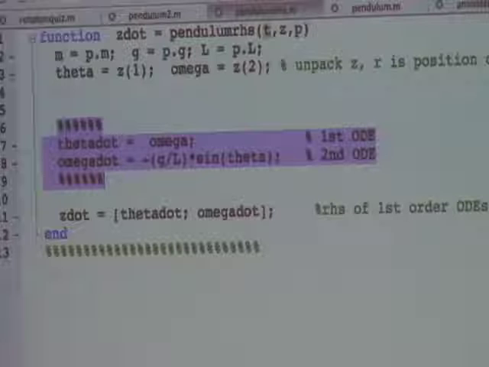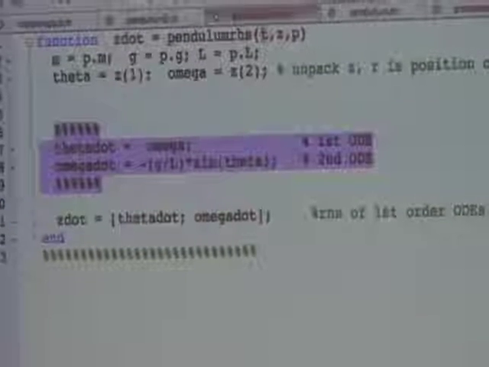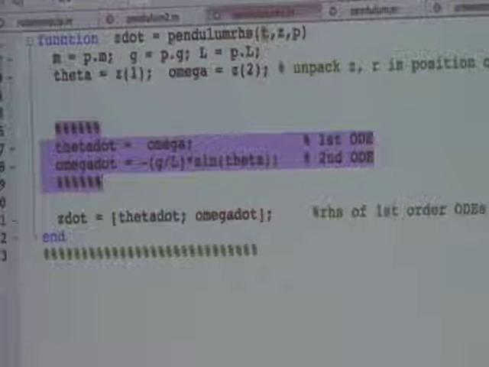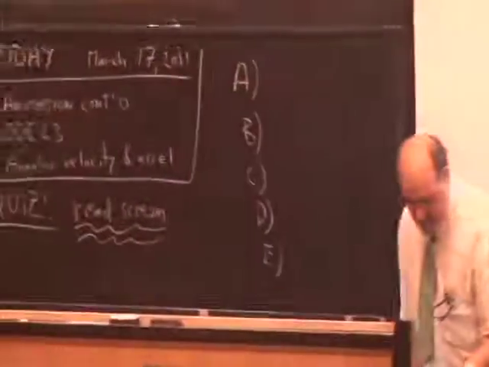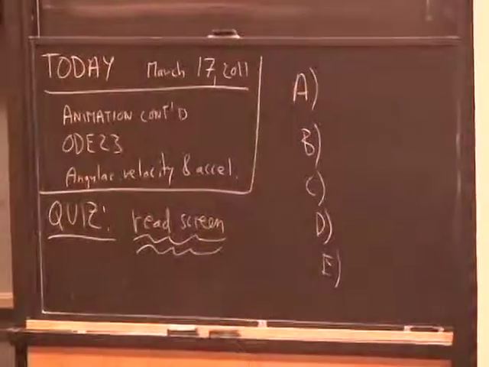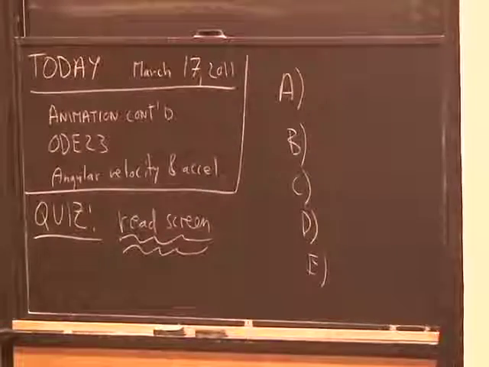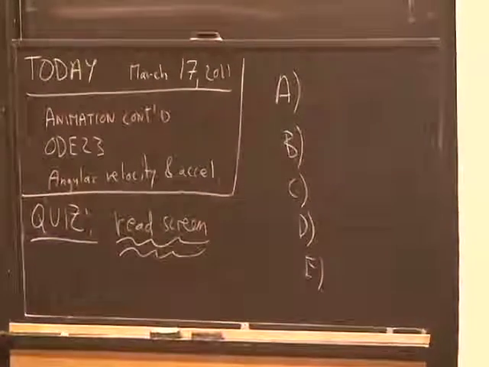Okay. I'm going to stop this. And I'm going to go to the blackboard. Off. Big, large center screen. Raise.